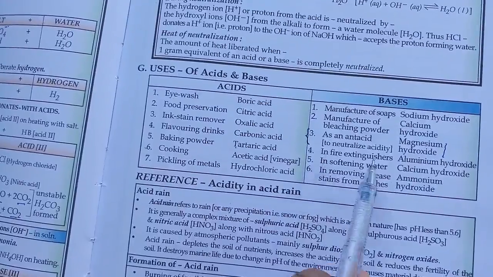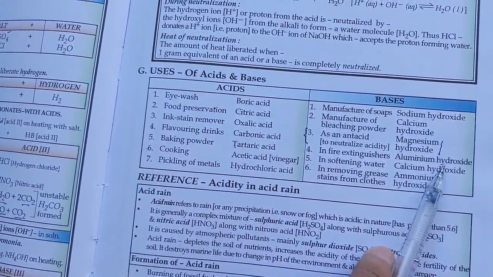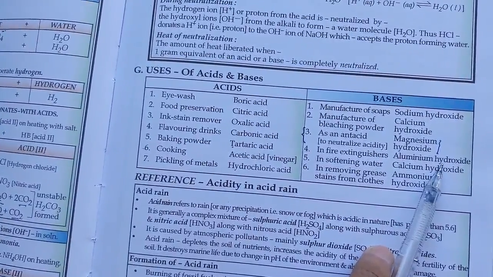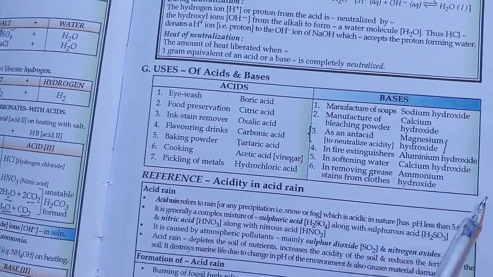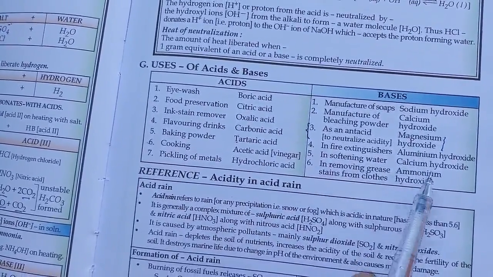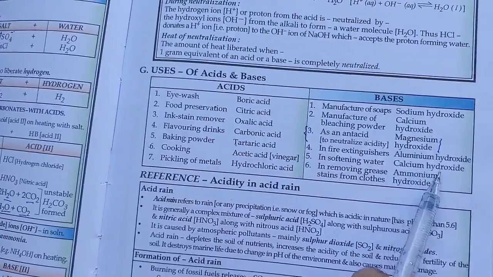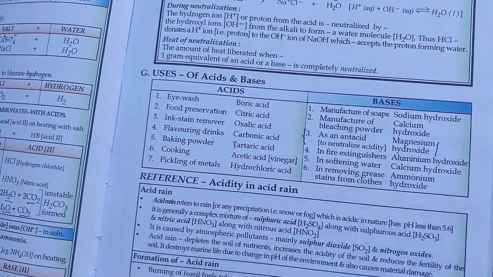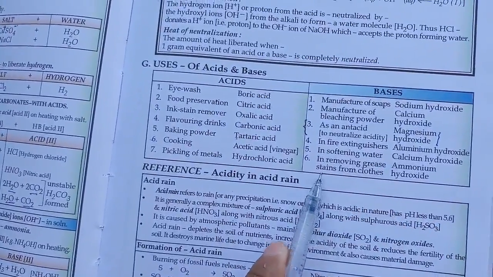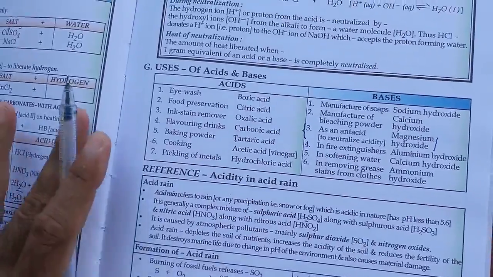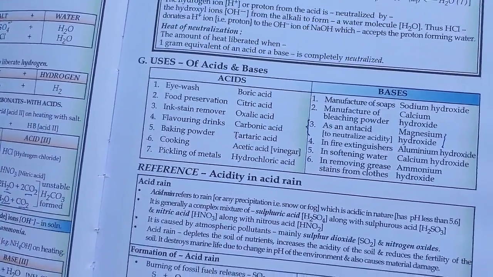In fire extinguishers we use aluminum hydroxide. You might have seen them sprinkle it sometimes, right? Along with carbon dioxide they use aluminum hydroxide. In softening water we use calcium hydroxide, which reacts and gives calcium carbonate as a precipitate that settles at the bottom. And for removing grease stains from clothes we use ammonium hydroxide. These are a few uses of acids and bases, right?